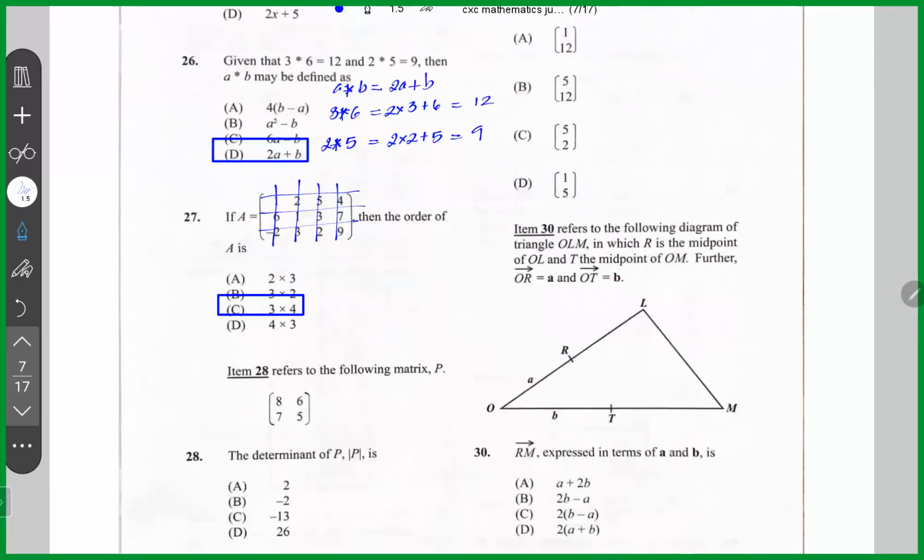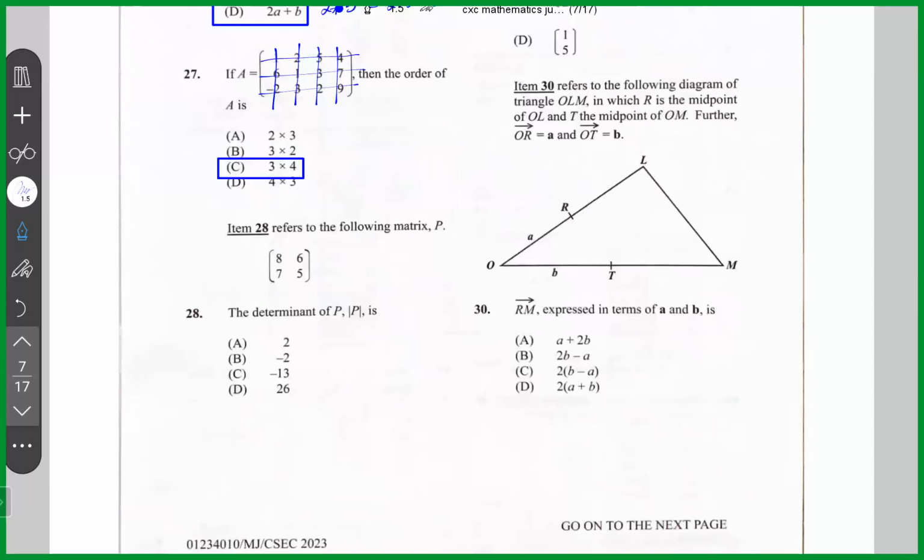28. Item 28 refers to the following matrix P, the determinant of P. Well, the determinant of P would be 8 times 5, leading diagonal, minus 6 times 7. So this is 40 minus 42. This looks like minus 2. The determinant is minus 2, which is B.